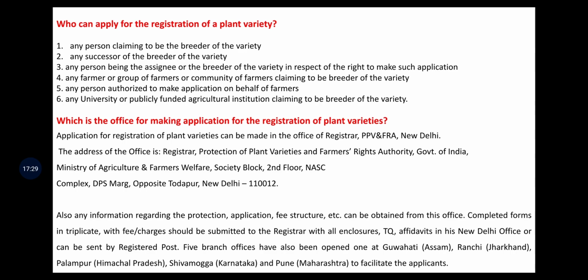Completed forms in triplicate should be submitted with fees or charges to the Registrar with all enclosures, with affidavit and TQ, in his office or can be sent by registered post. Five branch offices have also been opened: one in Guwahati in Assam, then Ranchi in Jharkhand, Palampur in Himachal Pradesh, Shimoga in Karnataka and Pune in Maharashtra to facilitate the applicants. That means they will provide all the information, fee structure and everything in order to help the registration body or any farmer or breeder.